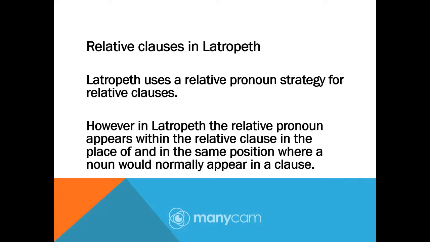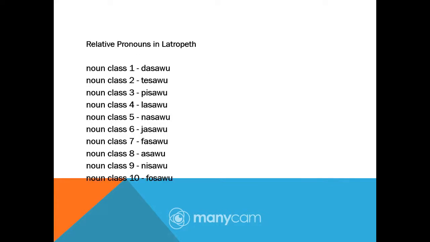So this will make a bit more sense when we move on to a later slide. Let's first look at the relative pronouns in Latropeth. There are actually 10 of them. The reason why there's 10 of them is because they are based on the 10 noun classes of Latropeth.